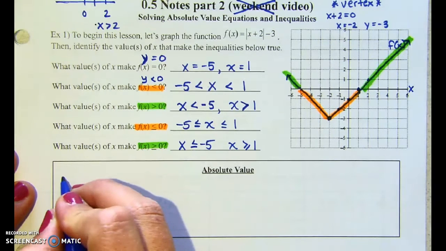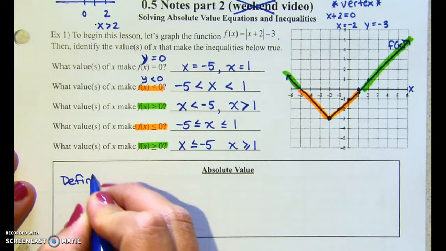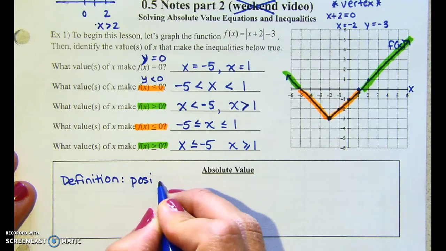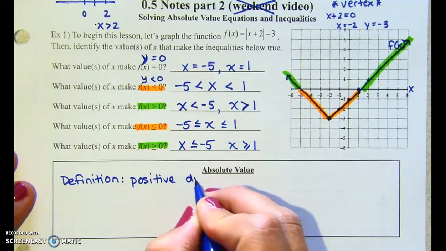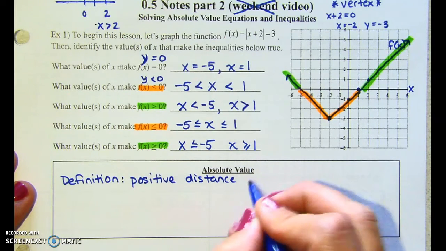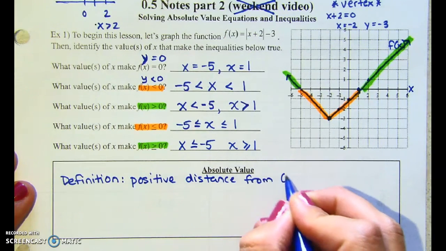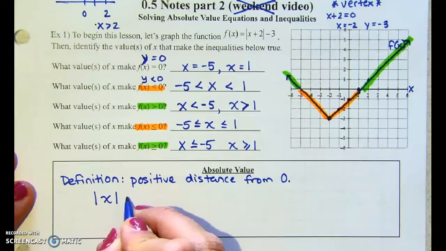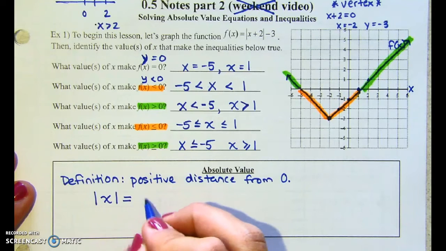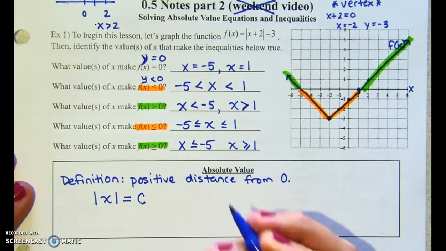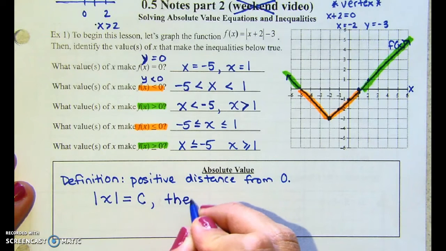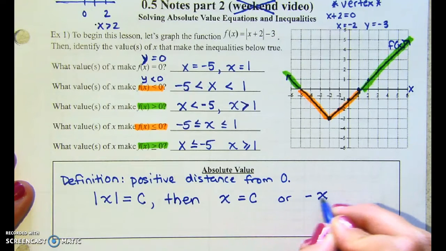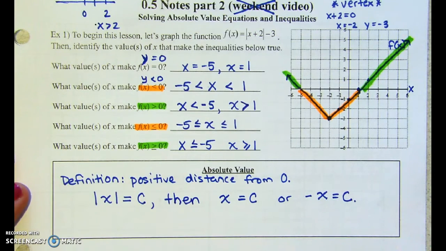So what is the definition of absolute value? Do you remember that definition? So we would say positive distance from 0. And the way we write it like this, if we have the absolute value of x equals a number c, then x equals c, or negative x equals c.